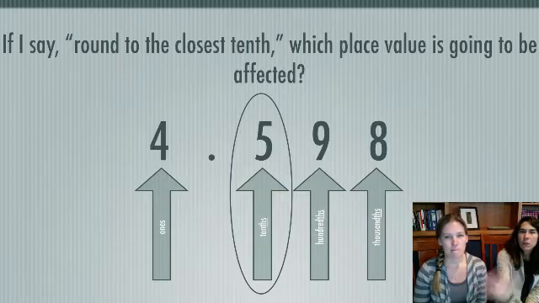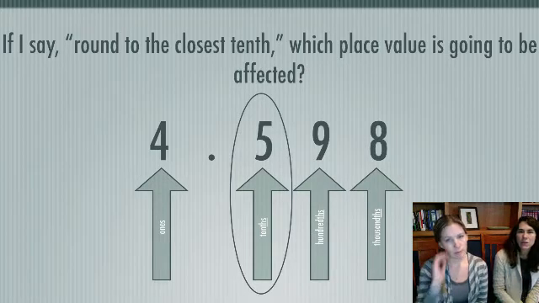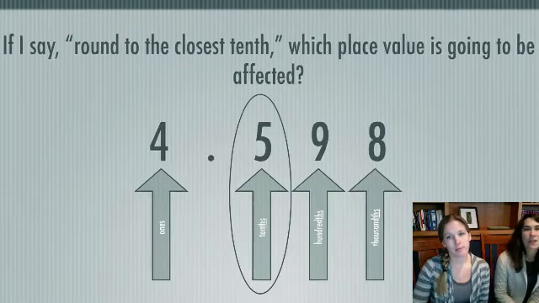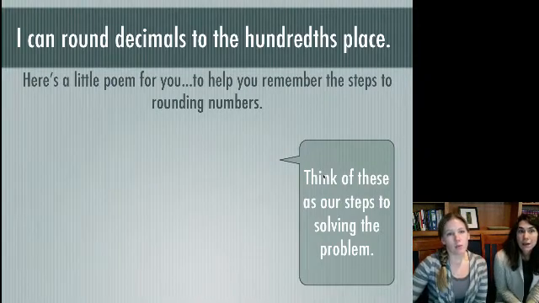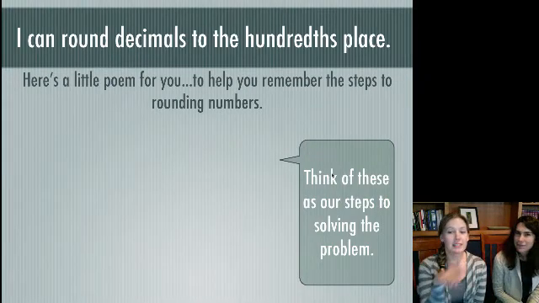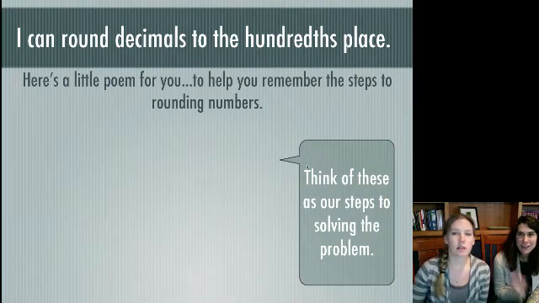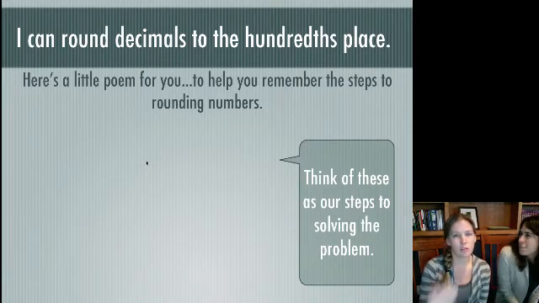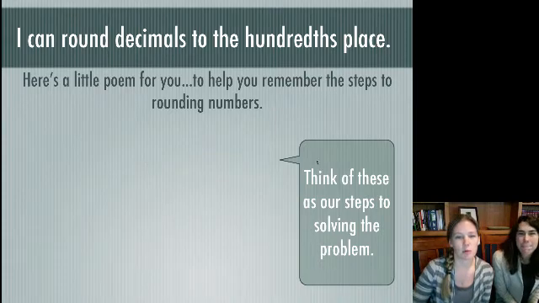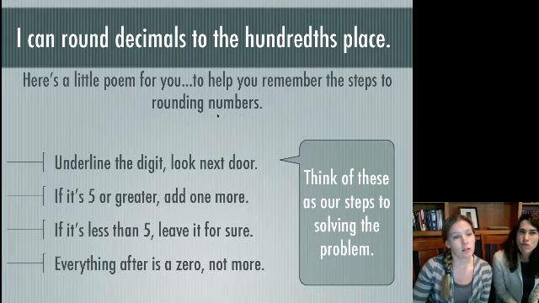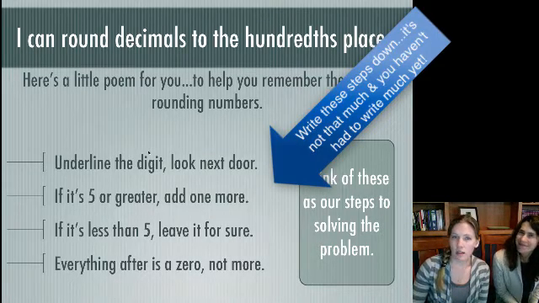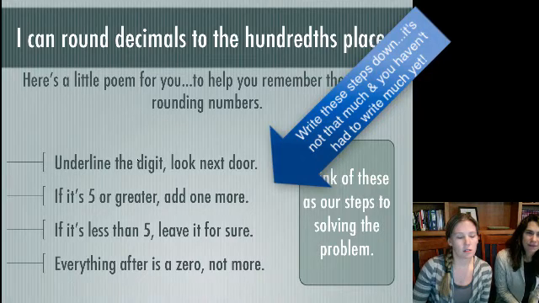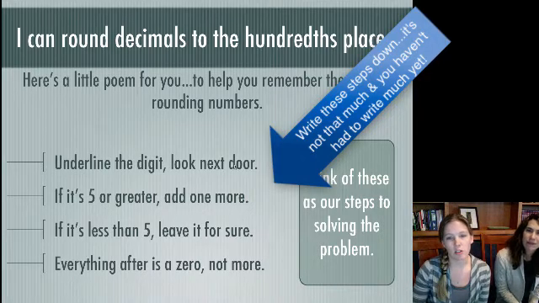So just sort of a review and thinking about how that's going to look depending on what we're asking you to do. And now we've got a little poem to help you remember the steps for solving the problem. I'm going to treat these like the steps. So when we actually solve them, we'll go through each of these lines in the poem to help you remember what to do. So these are the steps to rounding. The first one, underline the digit, look next door.